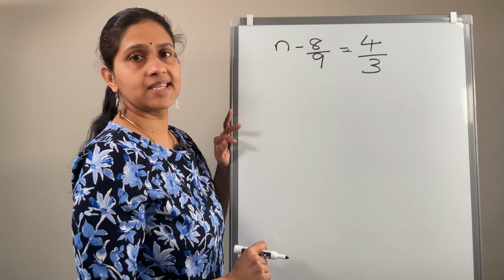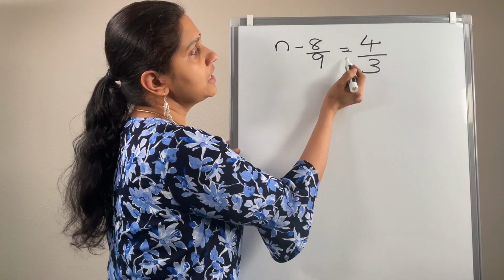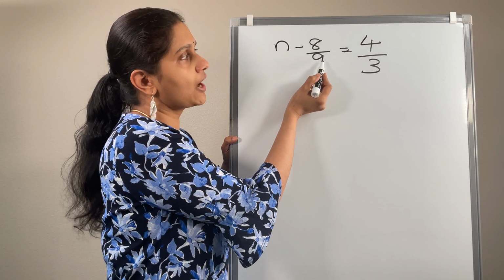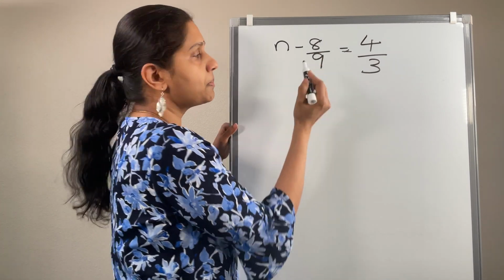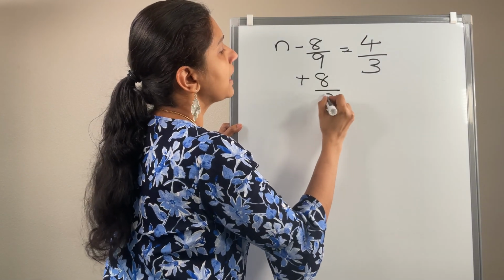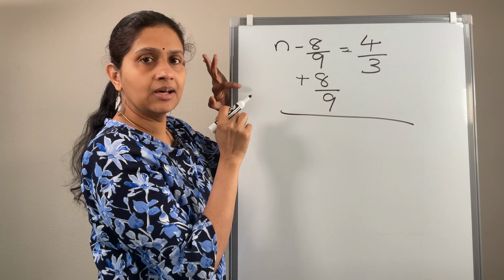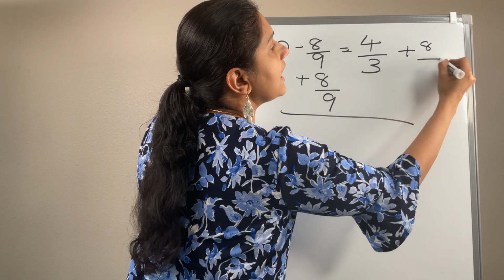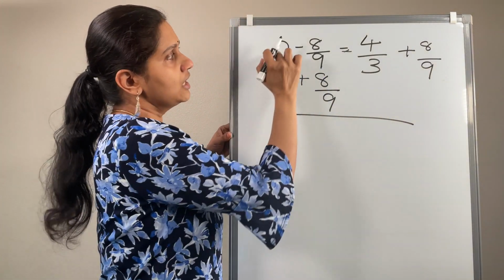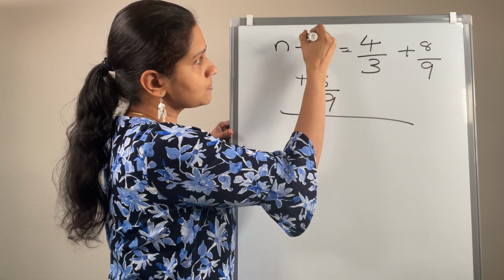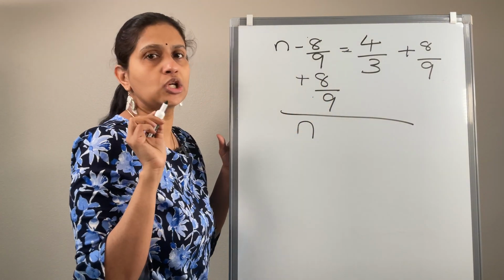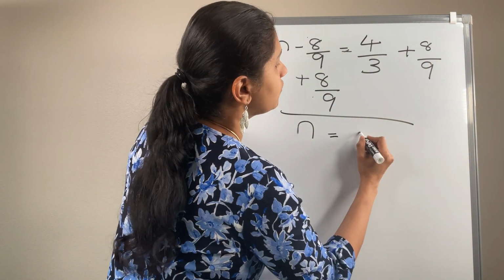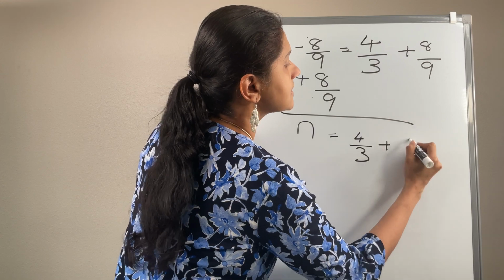Now, consider a fraction example, n minus 8 by 9 equal to 4 by 3. So, to isolate the variable n, we have to add the inverse operation of negative 8 by 9, which is positive 8 by 9. So, when you add a number on the left side, you have to add the same number on the right side also. So, plus 8 by 9 on both sides. So, we have isolated the variable n because minus 8 by 9 plus 8 by 9 is going to be equal to 0. So, we are left with n on the left side. That is equal to, now we have to solve 4 by 3 plus 8 by 9.